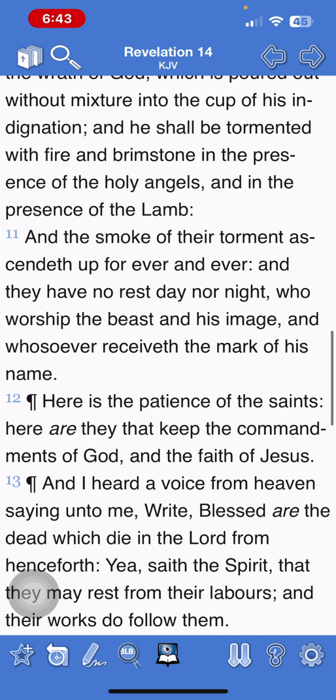Here is the patience of the saints. That's the main word we focus on. Patience of the saints. Here are they that keep the commandments of the Most High and the faithful Yahushai. The saints are waiting for the coming of this destruction, because we know through the Spirit, Lord, we're part of that number. We know that Yahshua got next.